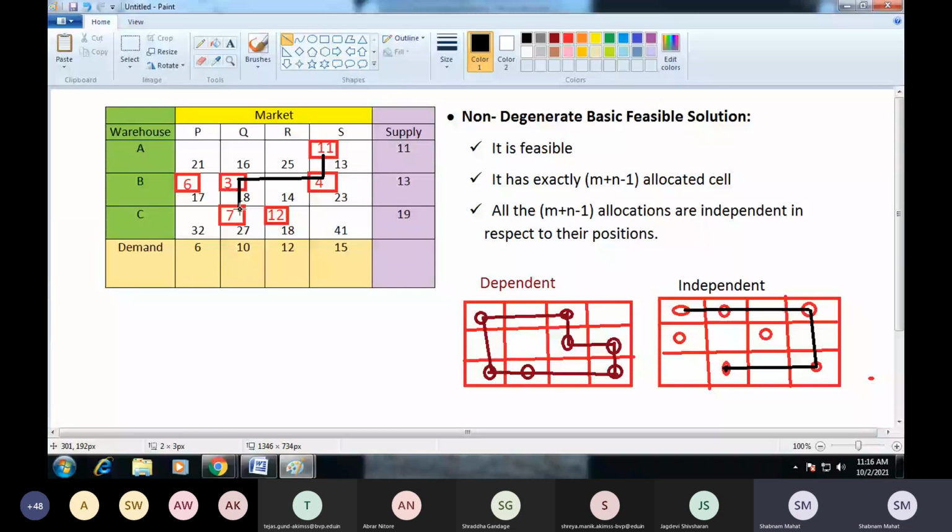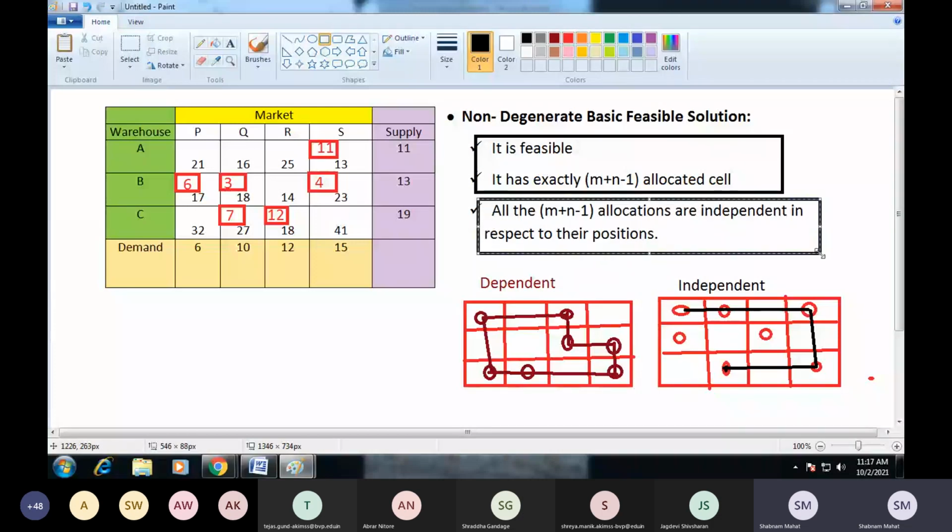First of all, check whether we fulfill all three requirements or not. It is a feasible solution. Yes, it is a feasible solution because we already checked that. It has exactly m plus n minus 1 allocations. Yes, we checked that m plus n minus 1 is equal to 6 and our allocated cells are also 6. So we fulfill the second condition also. Now check whether we fulfill the third condition or not. All the m plus n minus 1 allocations are independent with respect to their position. Yes.